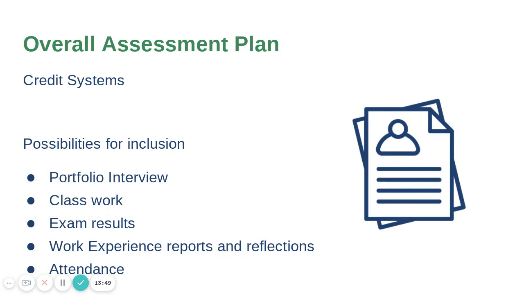There are a variety of methods that may be used when devising an overall assessment plan for TY. Many schools use credit systems. There are some examples of these on the TY section of the PDST website. A number of elements, such as results from portfolio interviews, classwork, exam results, work experience reports, and reflections, and attendance, may be used with varying percentages attributed to each, depending on your school mission and ethos perspective.